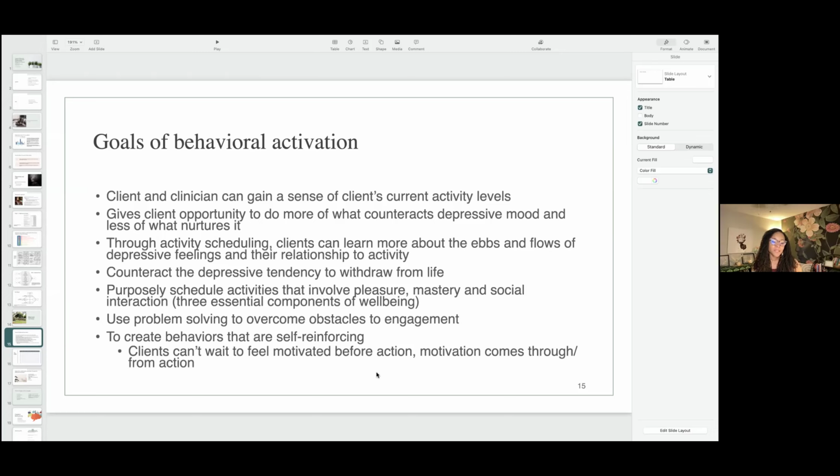You want to purposely schedule activities that involve pleasure, mastery, and social interaction. These are the three essential components of well-being, right? According to this framework, people are engaged in activities that bring them pleasure. I also say activities that might bring them a sense of peace or fulfillment, because sometimes we do things that bring us joy. Sometimes we do things that may not bring us joy per se, but we have a sense of peace, and that also contributes to well-being. So I add peace and fulfillment to that pleasure piece.